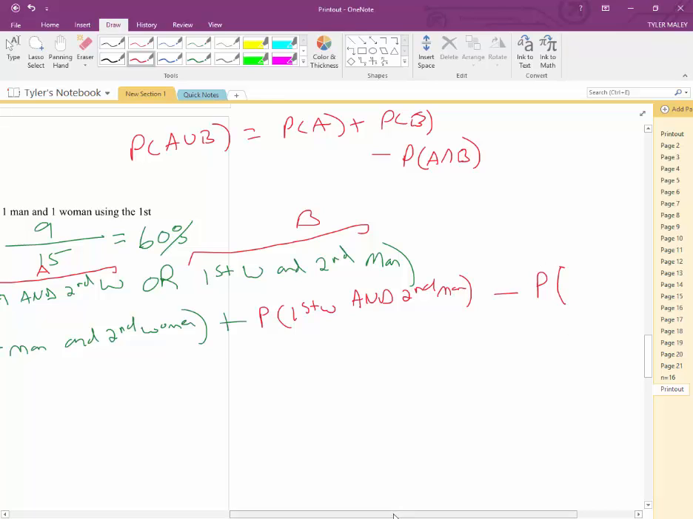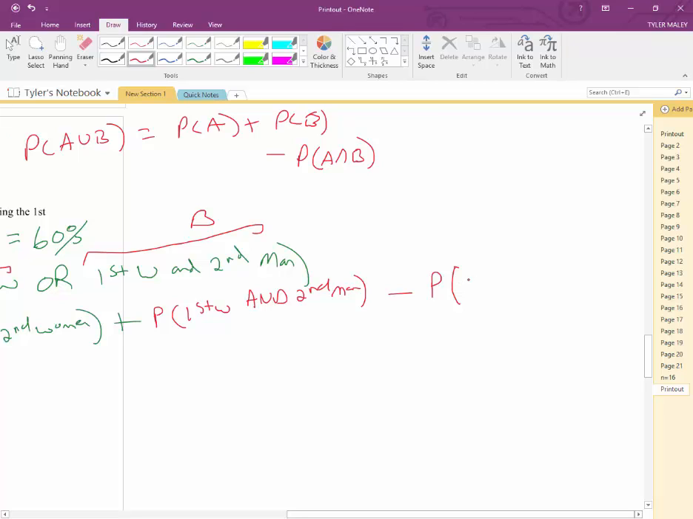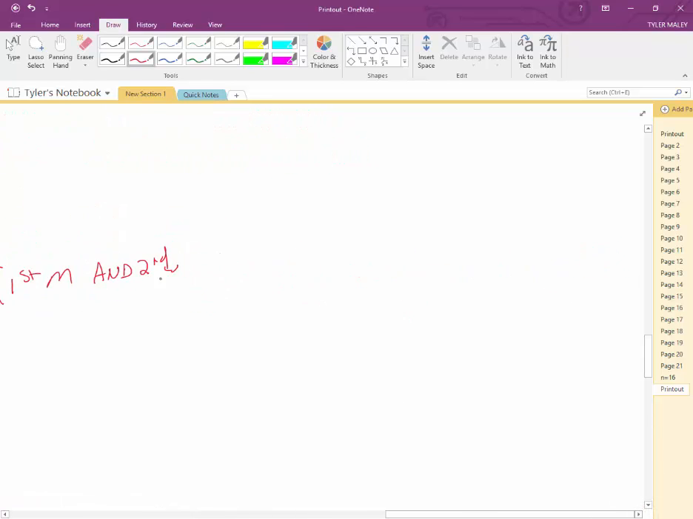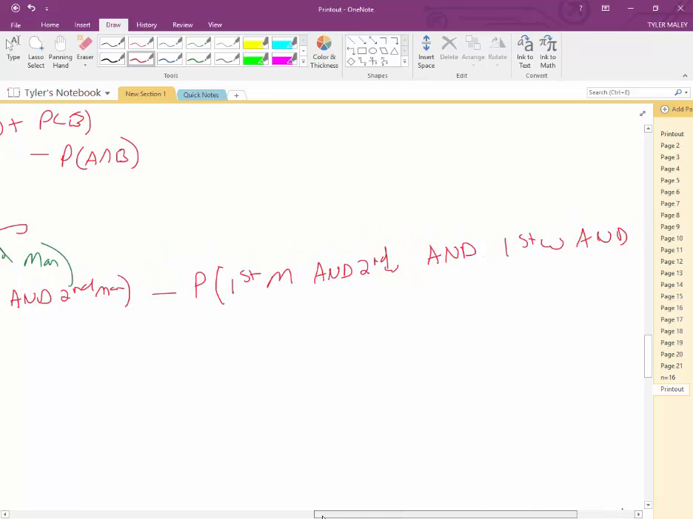So we have to subtract off the probability that the first is a man and the second's a woman, and the first is a woman and the second is a man, right? So being able to write that.